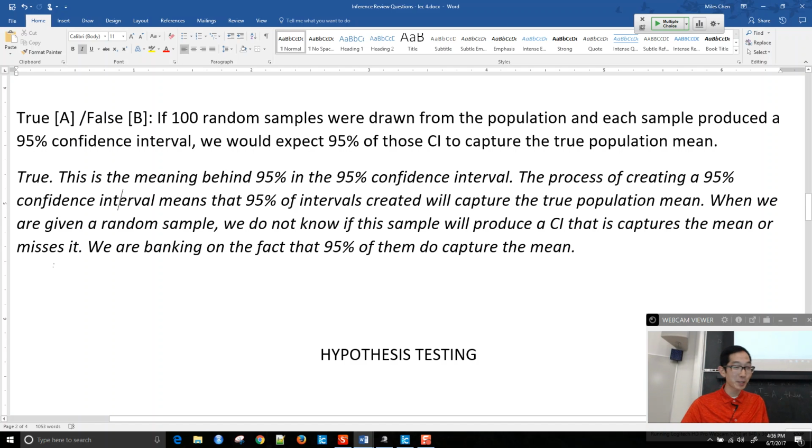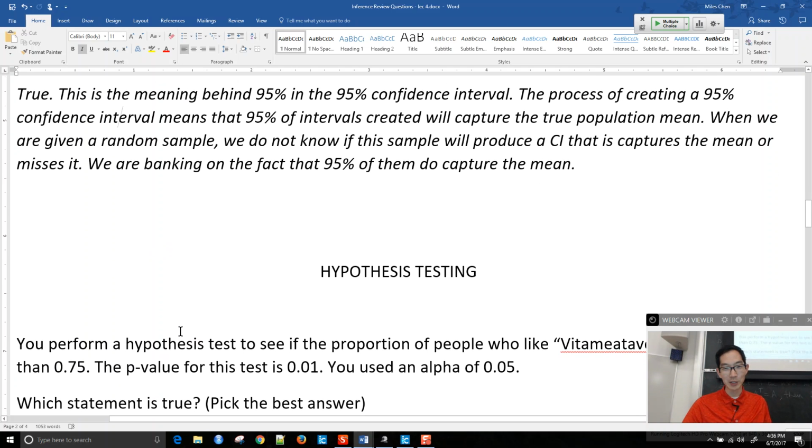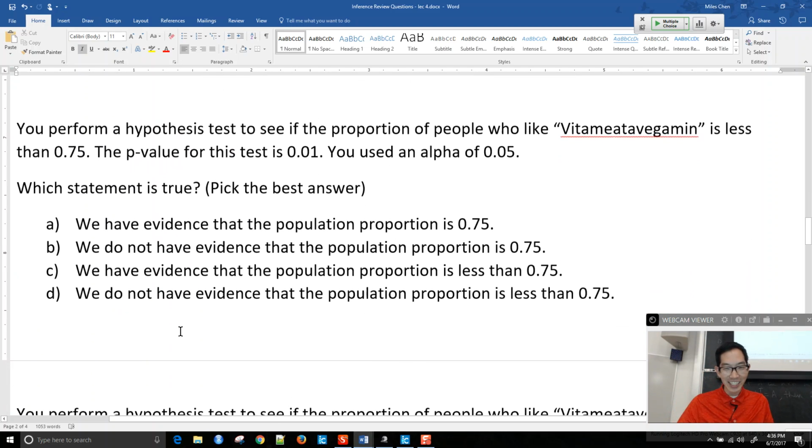Let's now move on. I've got a bunch of questions for hypothesis testing. I hope you guys are ready for this.